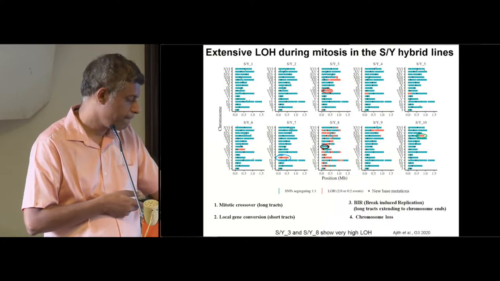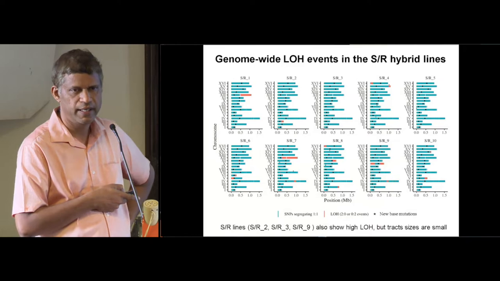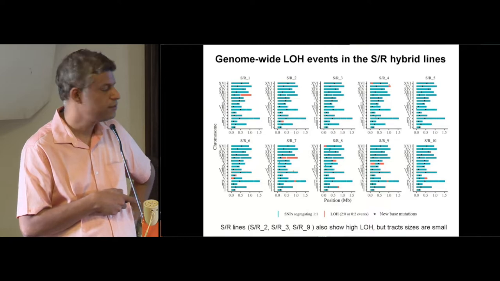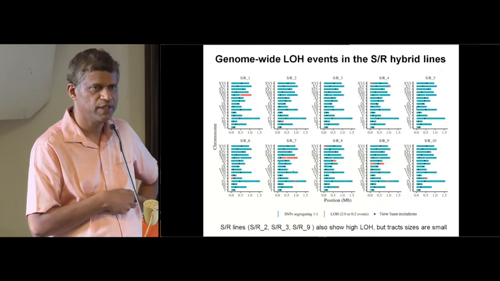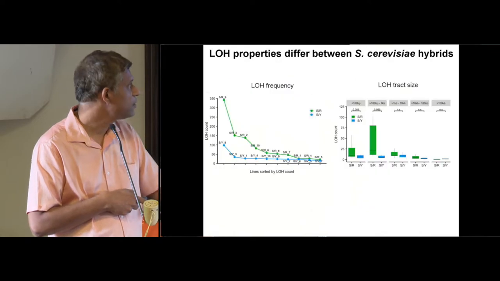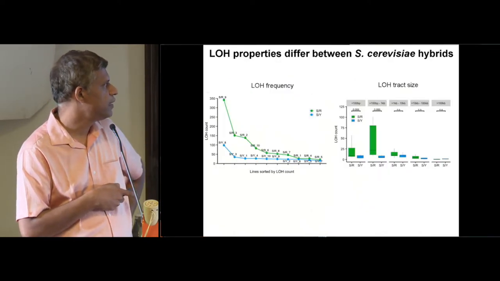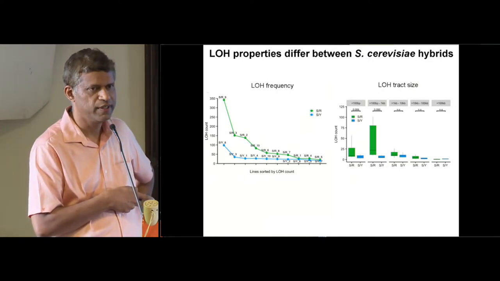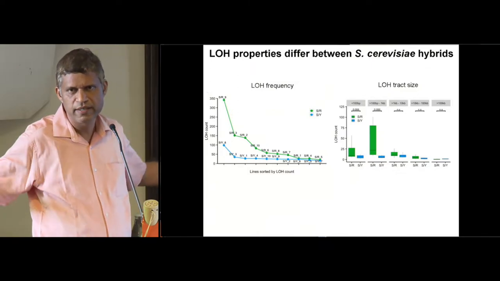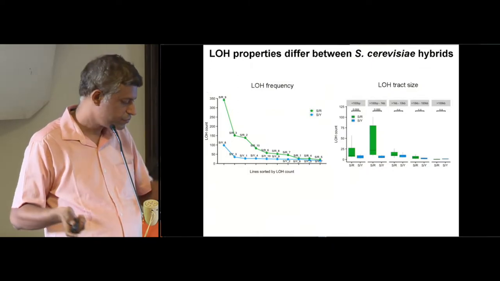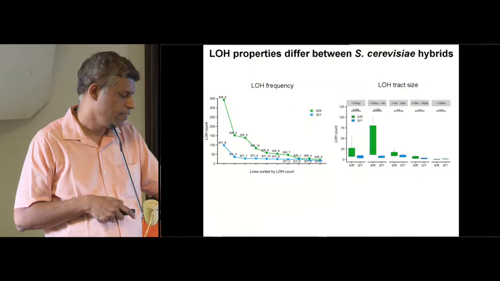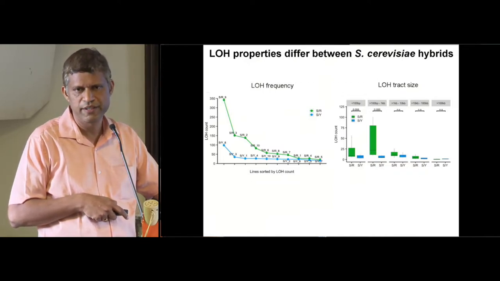Similar patterns we observed in the SR hybrid lines as well. You don't see a lot of those long tracts here, because the image is highly condensed, but you see fairly extensive LOH here as well. So in both the hybrids that we looked at, we found extensive LOH, with the additional observation that in the SR hybrids, the tract sizes were biased towards shorter events, whereas in the SY hybrids, the LOH tracts were much longer. This was quite interesting because it was telling us how much we were missing out on this important source of variation, because in the lab, we are always obsessed with homozygous backgrounds.